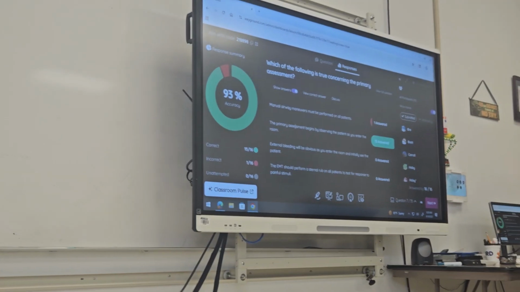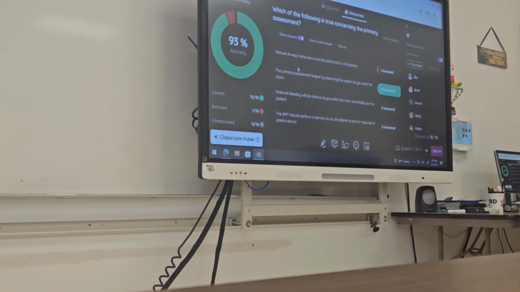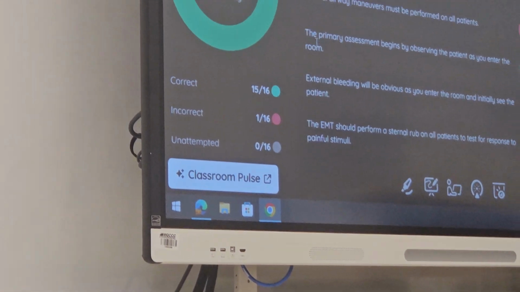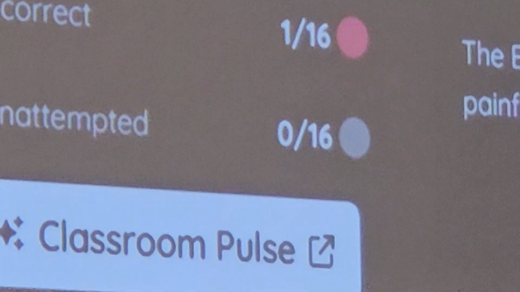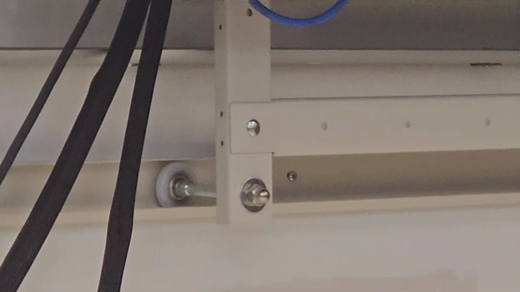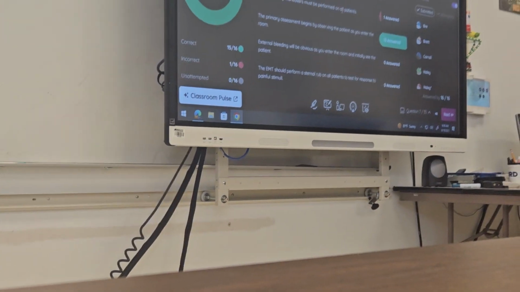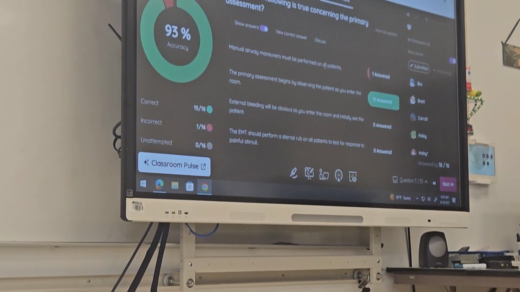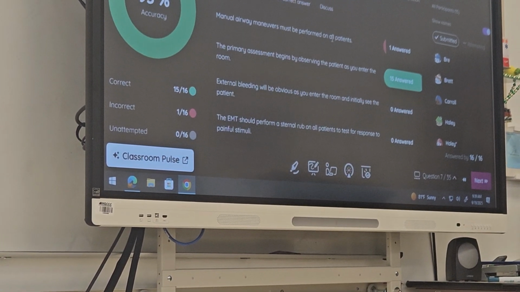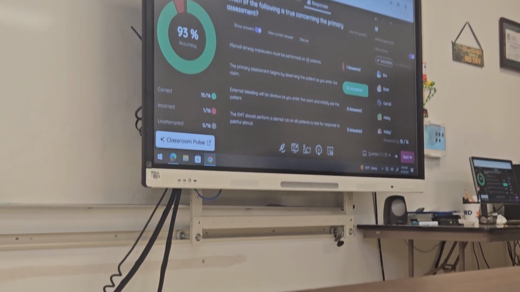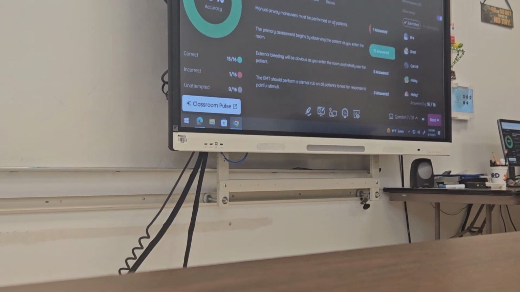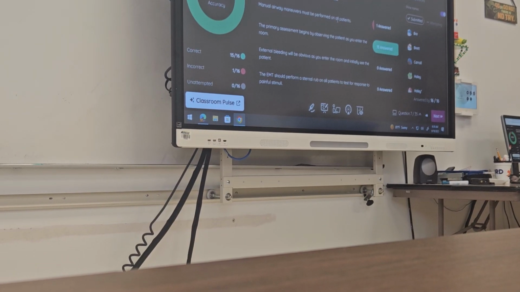Some test-taking strategies, and it's not just this question, it's test-taking in general. Anything that is an absolute is probably not your answer. For example, manual airway maneuvers must be performed on all patients. That means that there is no exception to that, okay? That means every patient, you are doing a head tilt chin lift or a jaw thrust. Is that the case? No, there are patients that I do not have to do that for. So I can probably eliminate that answer because absolutes are not likely to be the case.